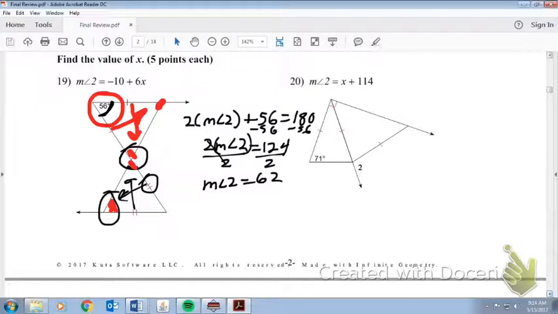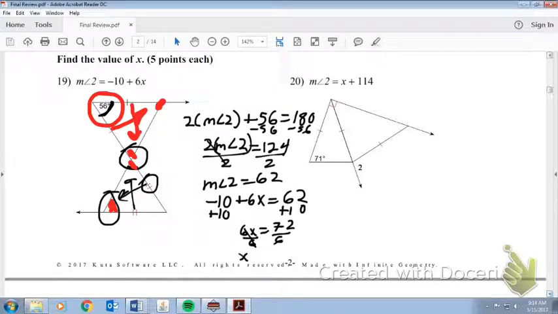So what do we do now? We go back and we plug that in for the equation where it says 19 measure of angle 2 equals negative 10 plus 6x. We have negative 10 plus 6x equals 62. We're going to add 10 to both sides, and we get 6x equals 72, 62 plus 10. We divide by 6, and we get x equals 12. Again, if that didn't make sense, go back, check it again.